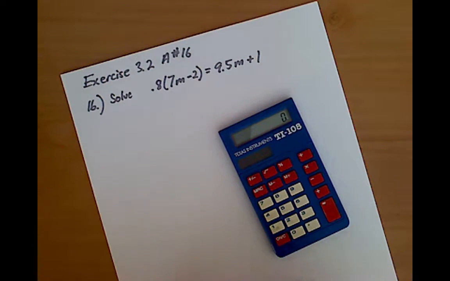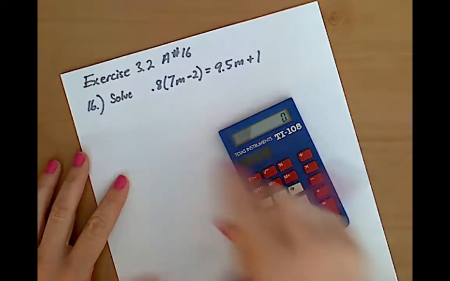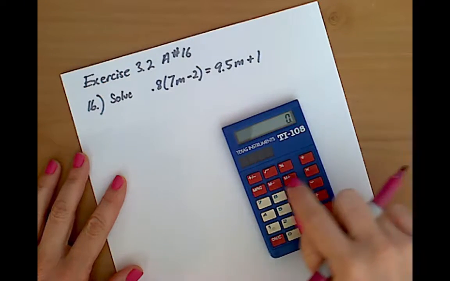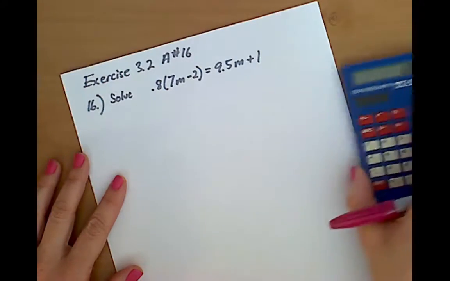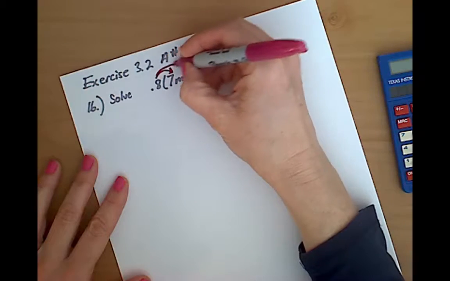Sorry, I was looking for my calculator. So 0.8 times 7, 8 times 7 is 56, but there's a point there, so it's going to move the decimal point over 1. I'm just going to show you on here so you can see. 7 times 0.8 is going to give us 5.6.